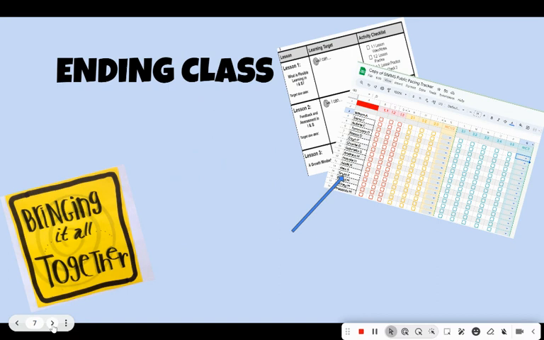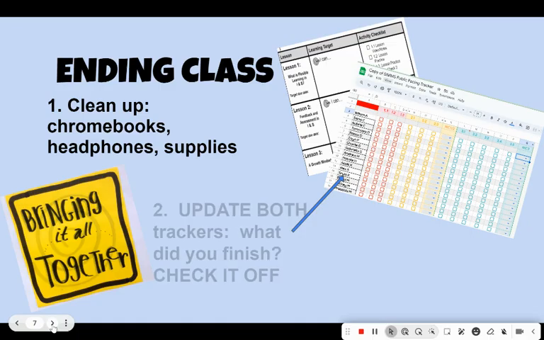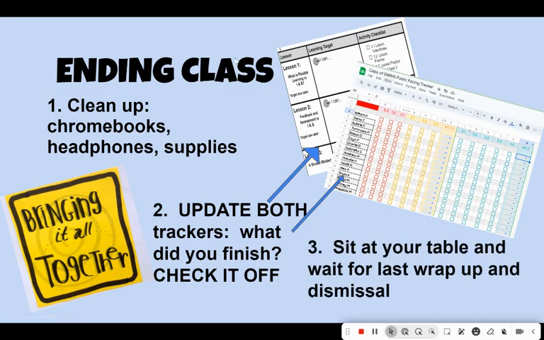At the end of class, we always have a wrap up. So there's 3 things you do at the end of class. First is clean up. Close your Chromebooks, put your headphones away, put your supplies away. Secondly, update both trackers, okay? So you check off at the front board what you finished, but you also check off and make sure the learning target is in your personal pacing tracker, the paper one, okay? Then you go back and sit at your table and wait for the last wrap up and dismissal. And we always have some sort of wrap up, so you always go back to your table. So that's how we end class.